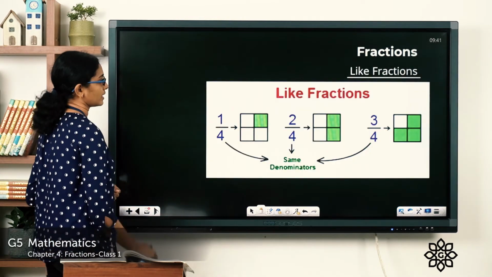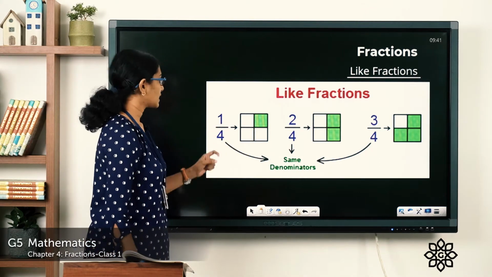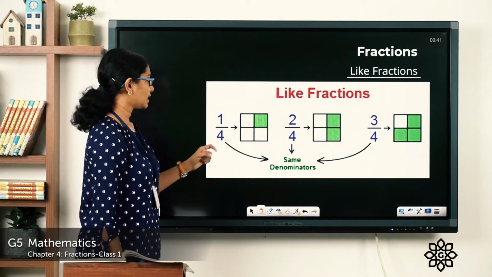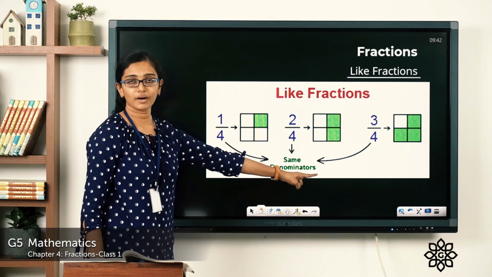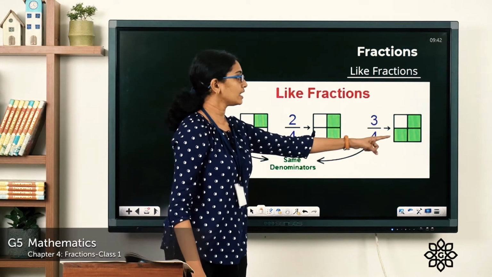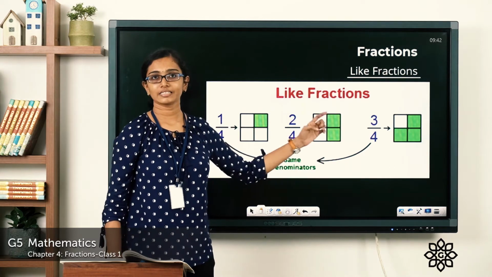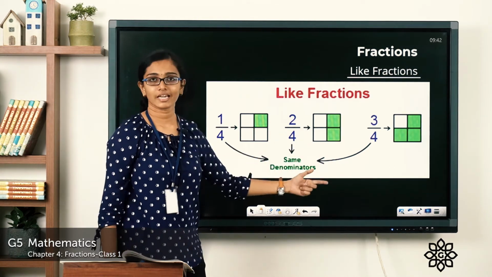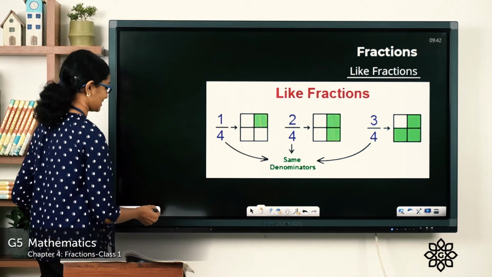Look at this example here. We have a square which is divided into 4 equal parts. In the first case, we are considering one part of it. So here the fraction is 1 by 4. Here we are considering 2 parts. So here the fraction is 2 by 4 and here the fraction is 3 by 4. See, in all these 3 cases we have the same total number of parts or the same denominator. So we say these fractions are like fractions.